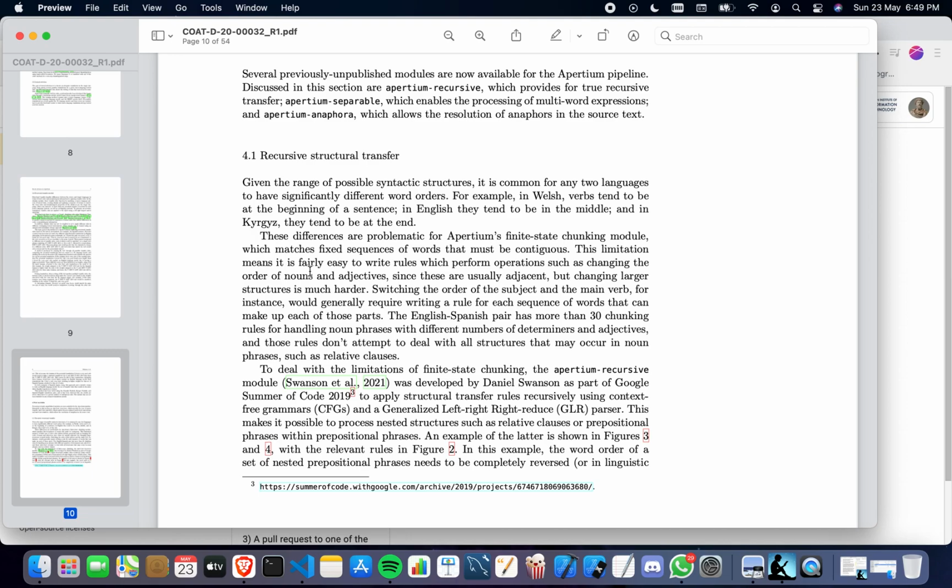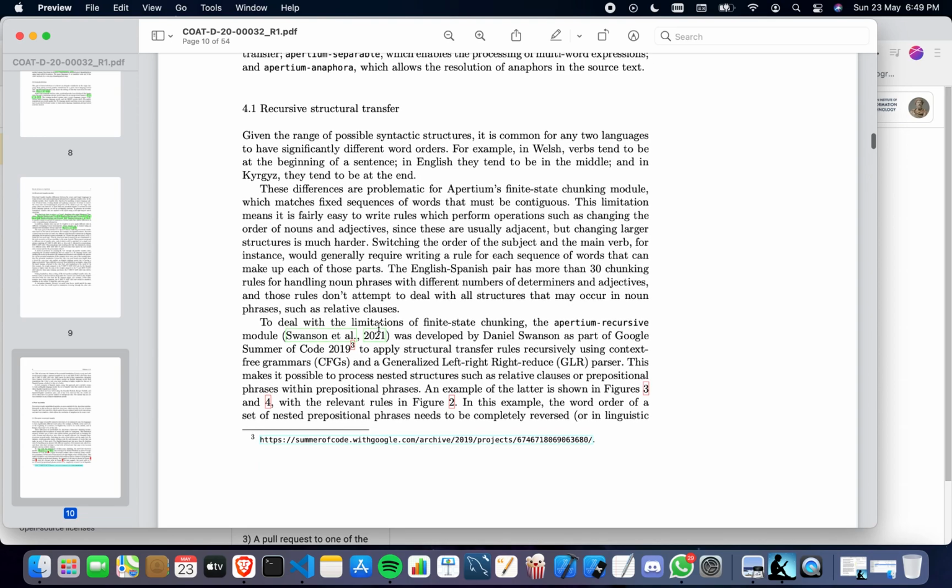contiguous. This limitation means it is fairly easy to write rules which perform operations such as changing the order of nouns and adjectives, since these are usually adjacent, but changing larger structures is much harder. Switching the order of the subject and the main verb, for instance, would generally require writing a rule for each sequence of words that can make up each of those parts. The English-Spanish pair has more than 30 chunking rules for handling noun phrases with different numbers of determiners and adjectives, and those rules don't attempt to deal with all the structures that may occur in noun phrases, such as relative clauses.